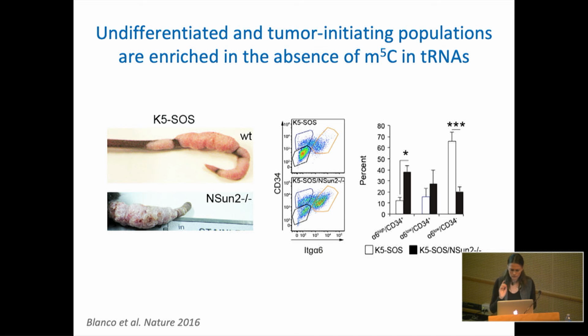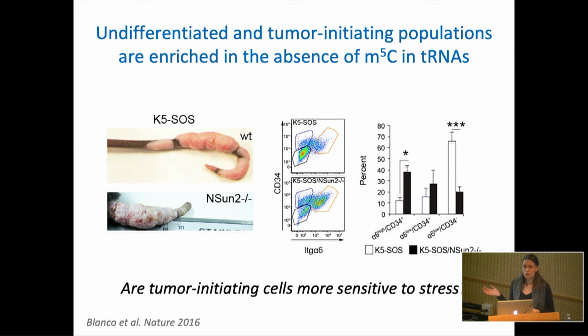But the question was, okay, so I've told you a lot about that these pathways are really important in the response to stress, right? So we were wondering at this time already, so how does it fit? How can you have an enhancement of this population, but then at the same time, these cells really struggle with the oxidative, with the stress response in general? So we asked, are these tumor-initiating cells more or less responsive to stress?